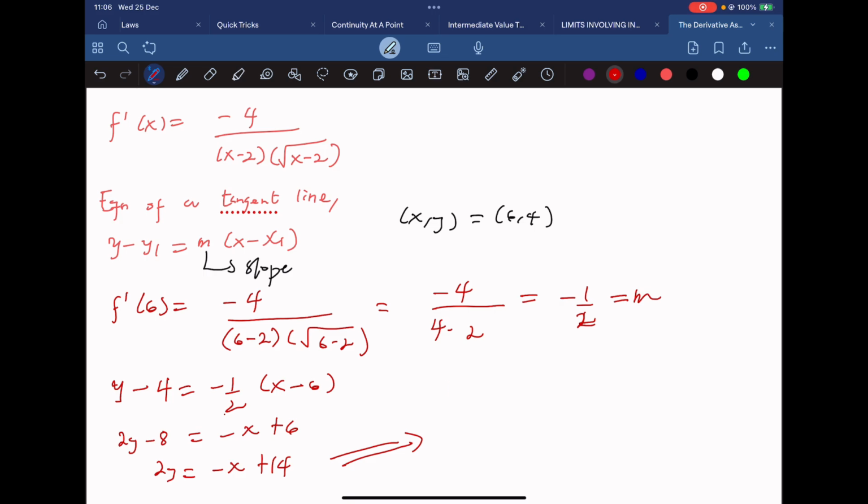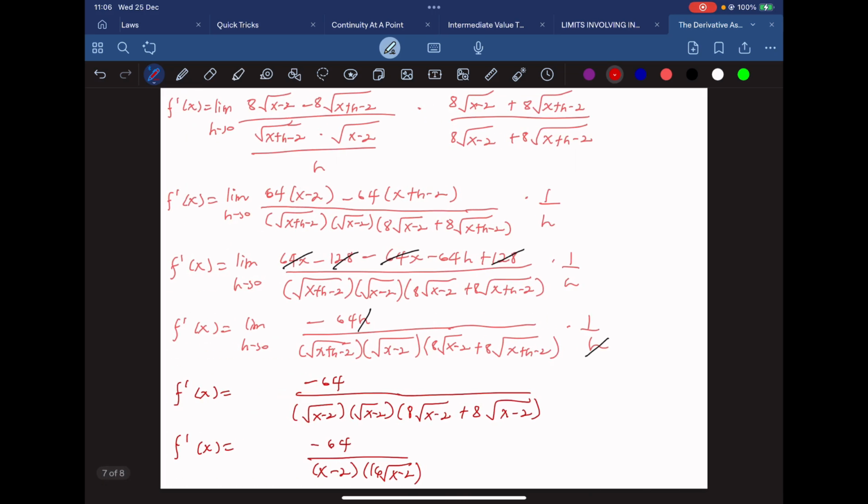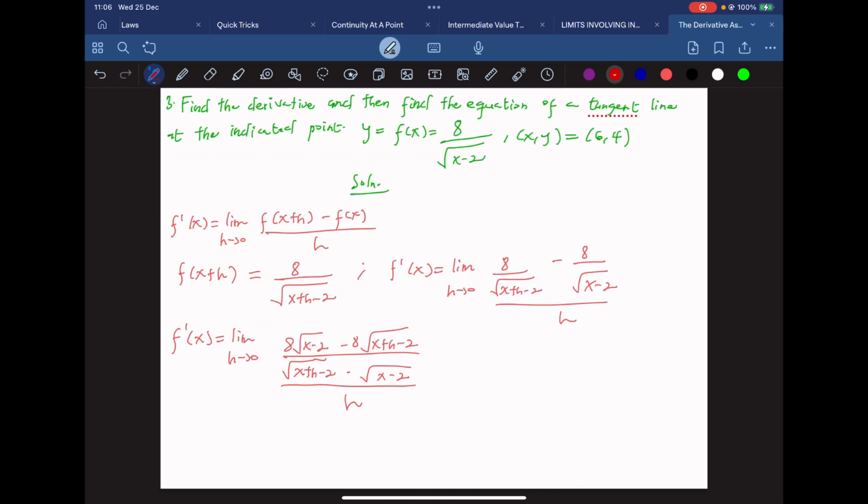So to find y, we have to divide each term by 2. So we have negative x out of 2 plus 14 out of 2. So y is equal to negative 1 out of 2 x plus 7. So this is the equation of the tangent line. I hope this video explains the concept very well, and you can use this to solve many questions regarding finding the derivative of the first function using the derivative approach.